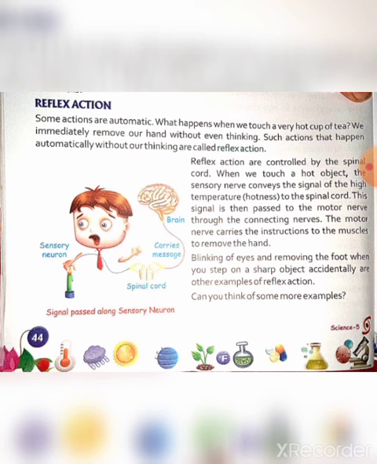Okay, understood about reflex action? So I am repeating again. The action that happens automatically without our thinking is called reflex action. For example, blinking of eyes and removing the foot when you accidentally step on a sharp object are the examples. Okay, understood? So come to the next page.